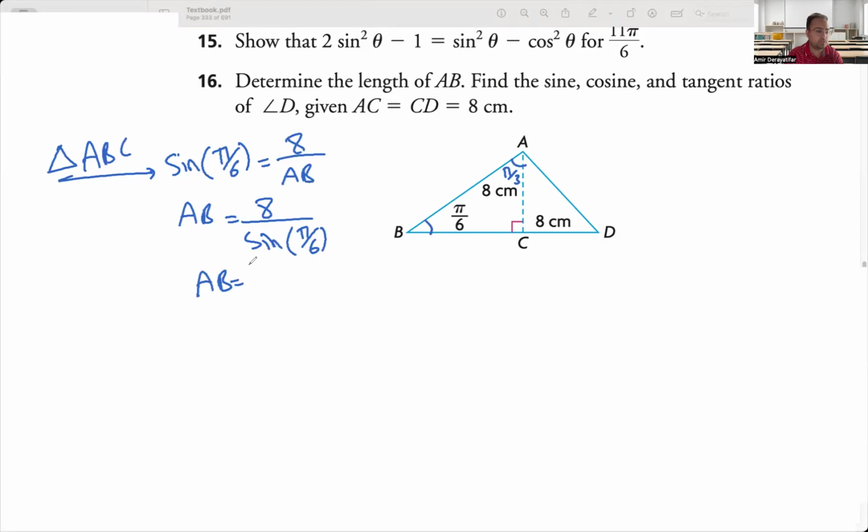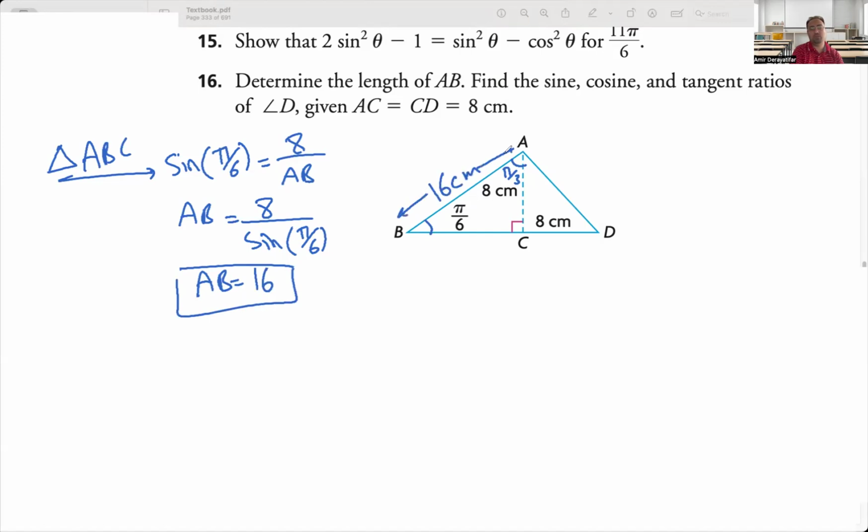Make sure your calculator is in radians mode, otherwise you're going to get weird answers. So 8 divided by sine of pi over 6 radians, and I got 16. You don't need a calculator for that, honestly, because this is a special triangle. Sine of pi over 6 is sine of 30 degrees, which is 1/2. So AB is 16. I'm just plugging it into my calculator to double check my work. So AB is 16 centimeters.